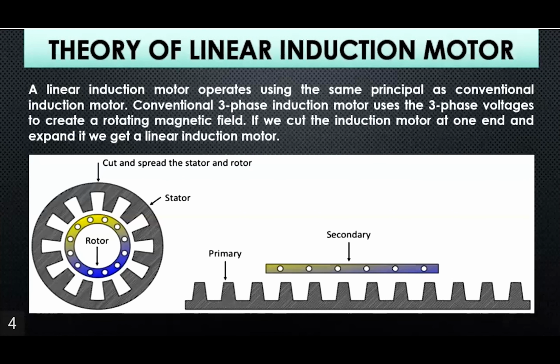A linear induction motor operates using the same principle as a conventional induction motor. It is composed of two parts, the primary and the secondary, which interact with each other only when power is applied. A conventional three-phase induction motor uses the three-phase voltage to create a rotating magnetic field. If we cut an induction motor and expand it, we get a linear induction motor.